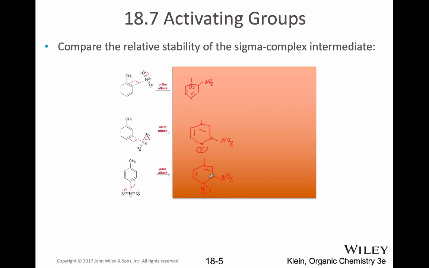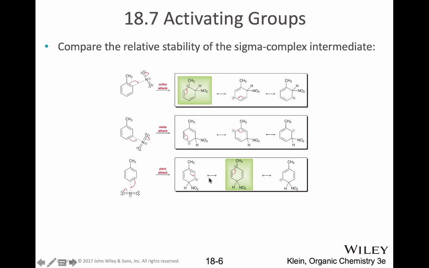Okay, so welcome back. If you did that, you should have ended up with 3 resonance structures in each case. If you look at each of these 3 resonance structures, what you notice is that for the ortho and the para intermediates, the carbocation ends up at the carbon with the alkyl group on there. So each of these intermediates has a tertiary carbocation in its resonance structure, whereas the meta intermediate does not.